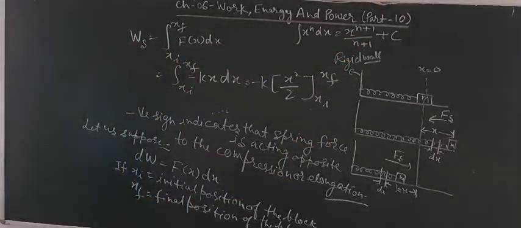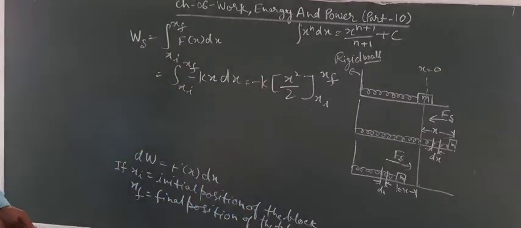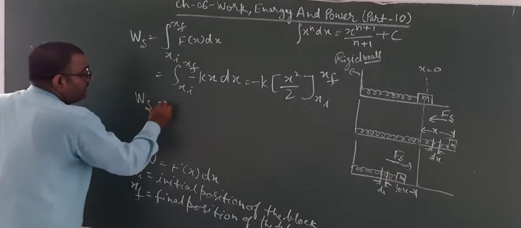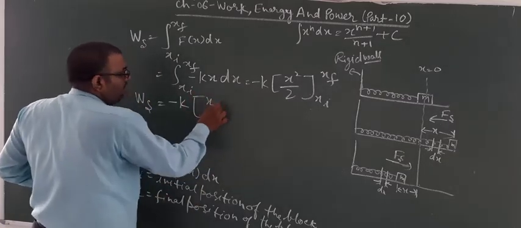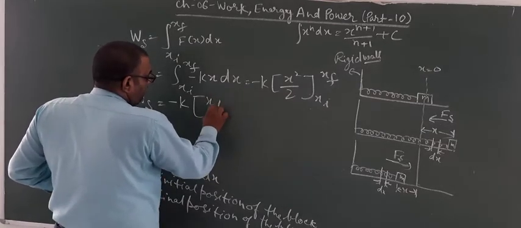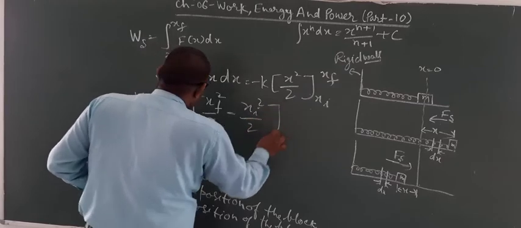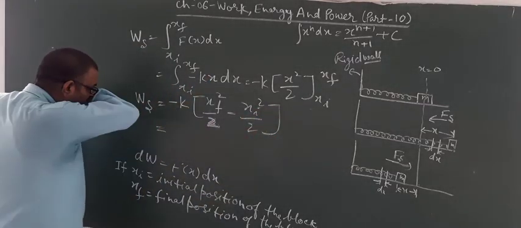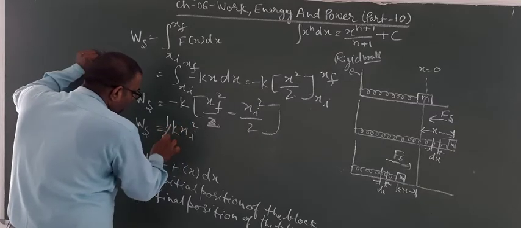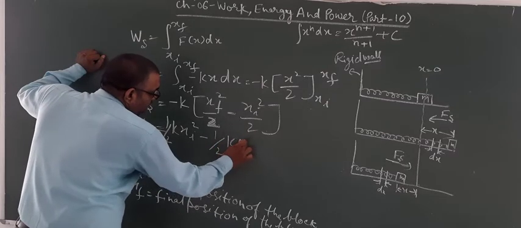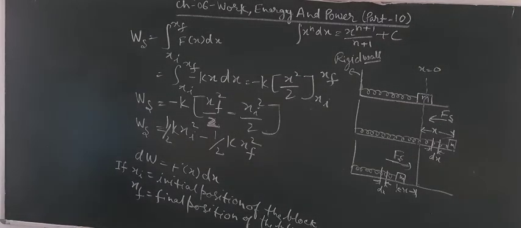Now look here students. It will be the total work done by the spring, and it is given by minus k, putting the values of upper limit minus lower limit. Then it will be equal to x final square divided by 2 minus x initial square divided by 2, and it will become Ws, that is equal to half k x initial square minus half k x final square.